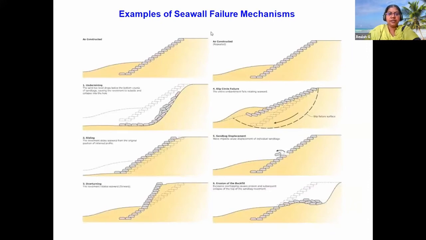So here you can see the main causes of failure, different failure mechanisms, as I've shown here. This is the original one, and how it is distorted from this layer to this layer, and from undermining, sliding happens, and overturning. So these are some of the failure mechanisms which can be averted. So this is undermining, sliding, and overturning. Sometimes slipping may occur. So here, because of liquefaction, the failure has happened, and here erosion has happened.